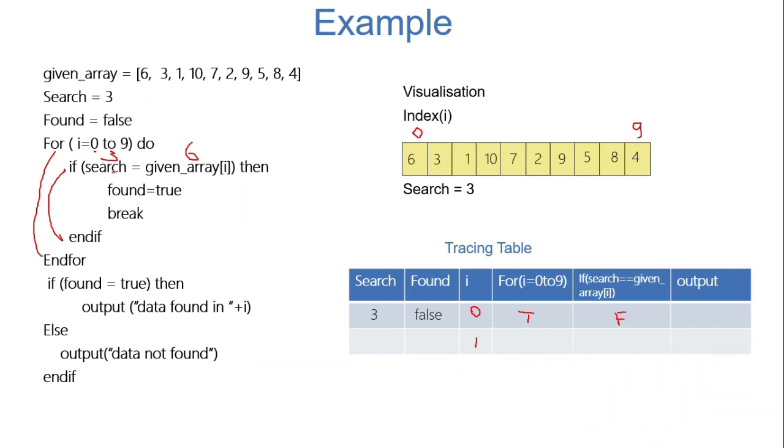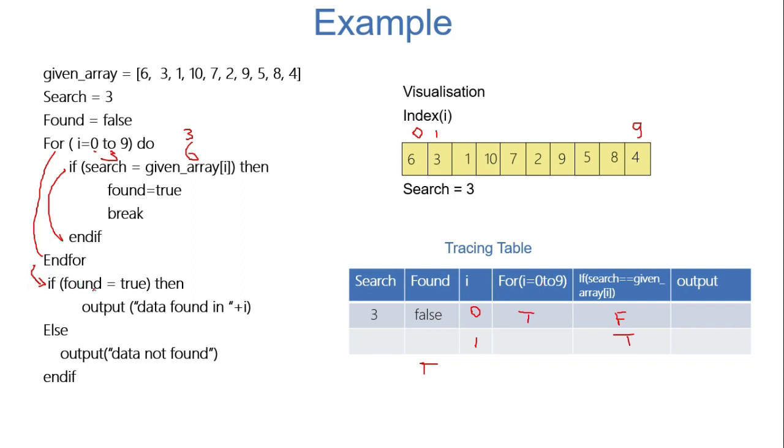And then we check again: search, which is 3, equal to given array i, which is index 1, which is 3. So 3 equals 3 is true. Since the answer is true, we will enter the if. We enter the if, and now we will change found to true. Our found is now changed to true. As soon as we found it, we quit the looping by reading the break instruction. So we will quit the looping and continue reading the next instruction after the looping.